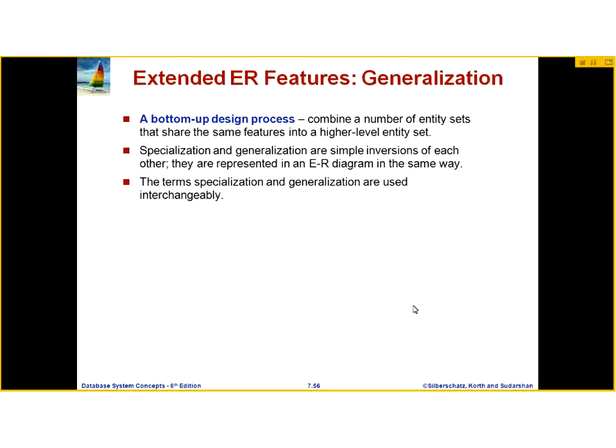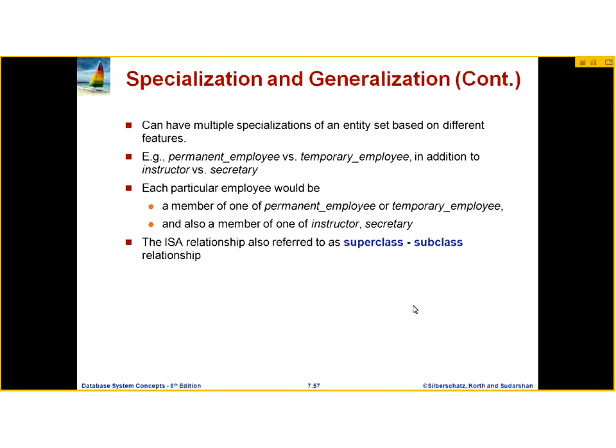We combine a number of entity sets that share the same features into a higher-level entity set. Specialization and generalization are simply inverses of each other. They are just opposite to each other. They are both represented in the same way, a hollow triangle that looks like an arrow. They look similar, and these terms are used interchangeably.